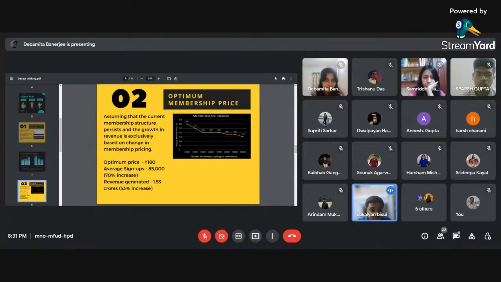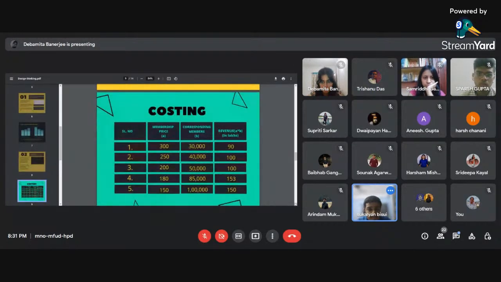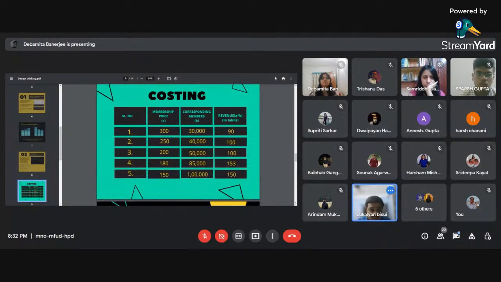Can you move to the next slide? And in this slide, we have shown the trends: for this membership price, this is the corresponding number of members, and this is the revenue that is generated. So by calculation, we have found that for 180 rupees, the maximum amount of revenue is generated.